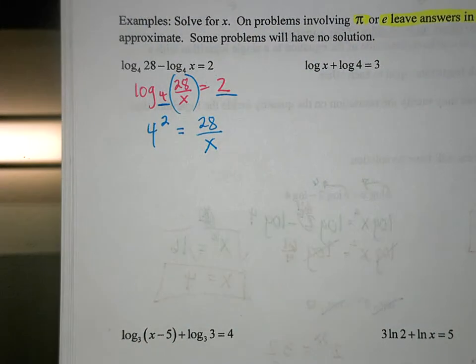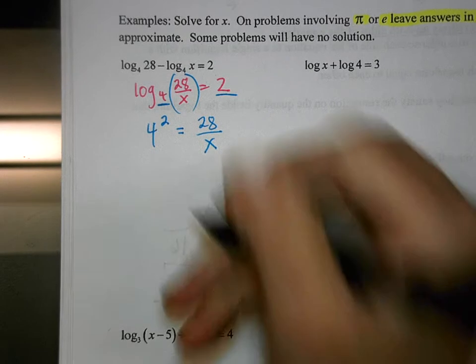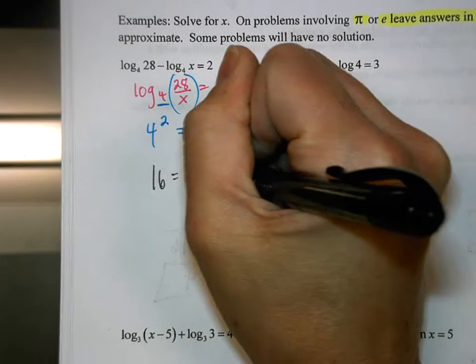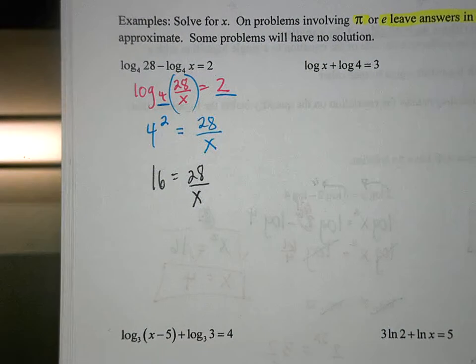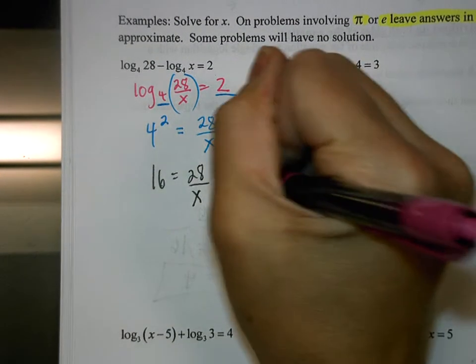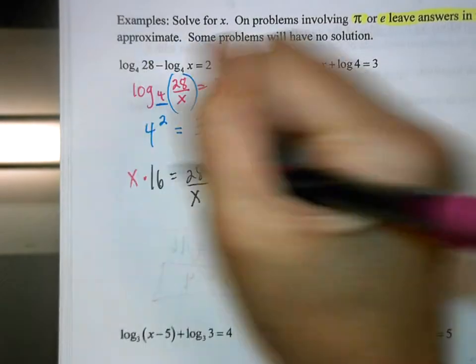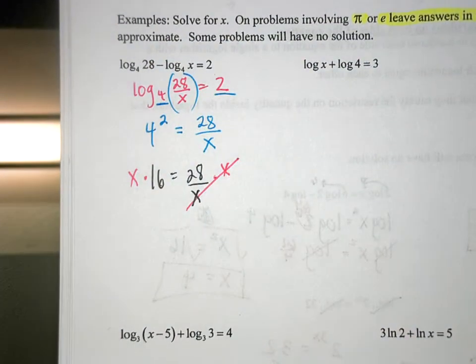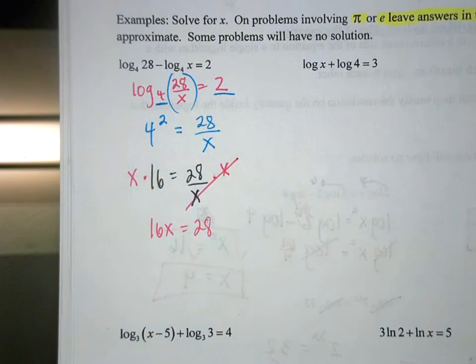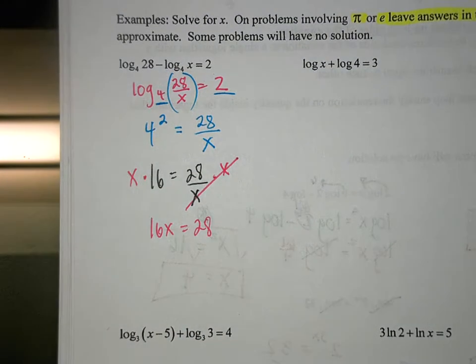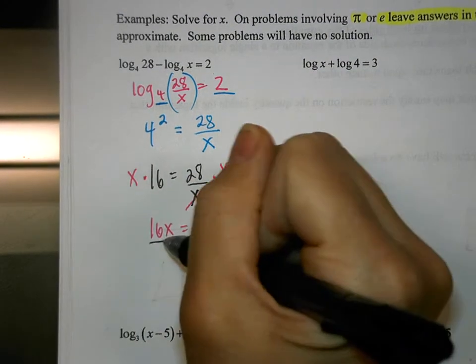And then we simplify. What is 4 to the second power? 16 equals 28 over x. Now, we have a fraction here. How do I eliminate the fraction? Very good. Multiply by x to both sides. Now we no longer have a fraction. We have 16x equals 28. And my last step would be to do what? Good, divide by 16.